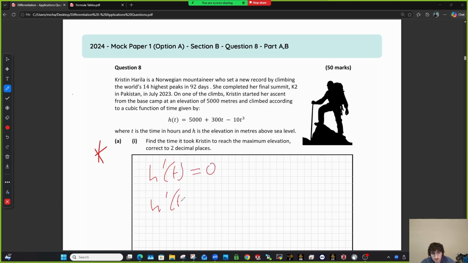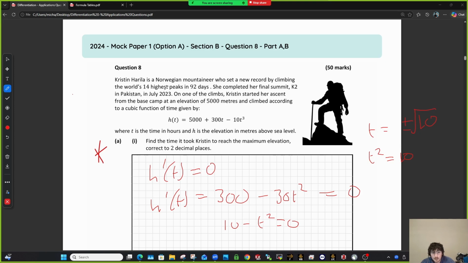So h dash t will be equal to, taking the derivative here, it'll just be 300 minus 30 t squared. I'm sure everyone can take that kind of derivative. Constant goes to 0, that kind of thing. Set it equal to 0. I'll divide everything by 30. So then I'll get 10 minus t squared equals 0. Now you've got to be very careful here. t squared equals 10, right?